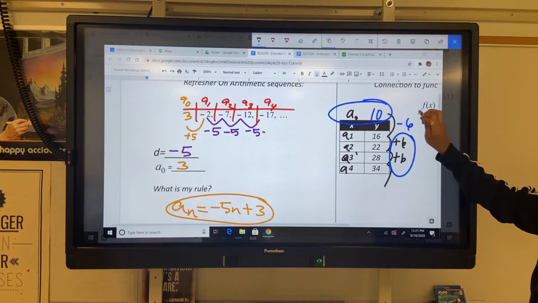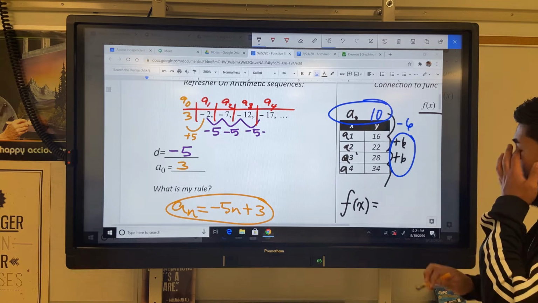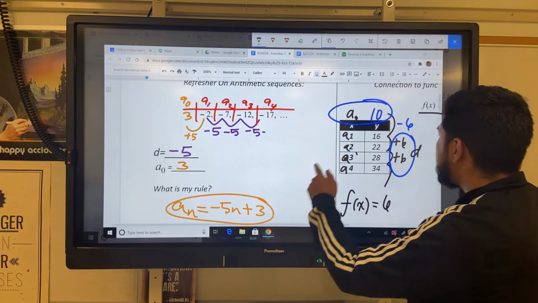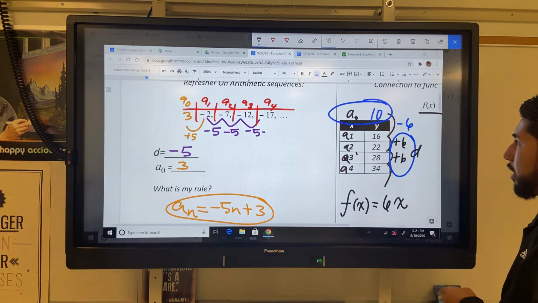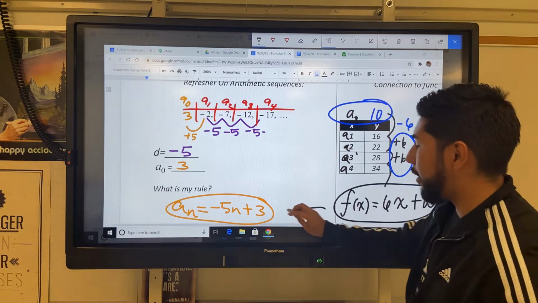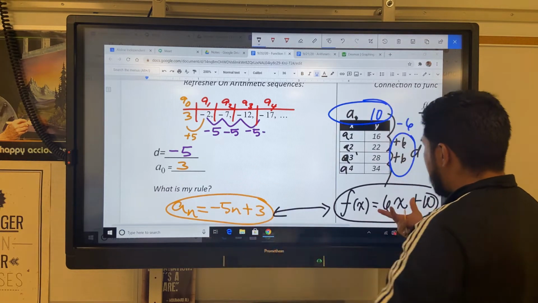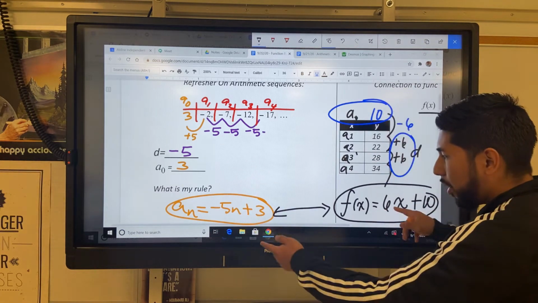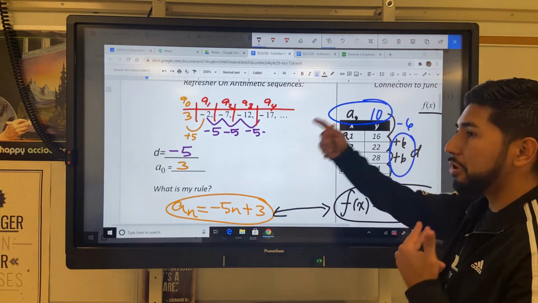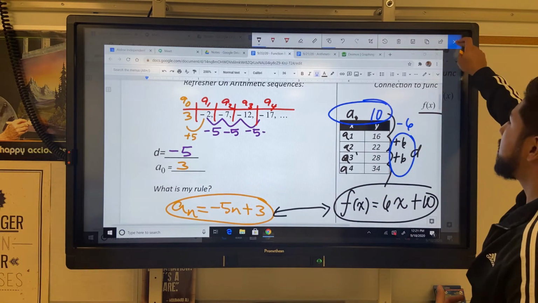So we're going to use f of x. F of x equals, what's my d? It's right here. So we got 6. We're not going to use n, we're going to use x. And then the A0 is a positive 10. We're basically playing with the same type of thing that we already did, and we're substituting the way we did before. So this is a connection in mathematics: we're doing the same thing all over again, we're just using different verbiage. Okay, let's move on.